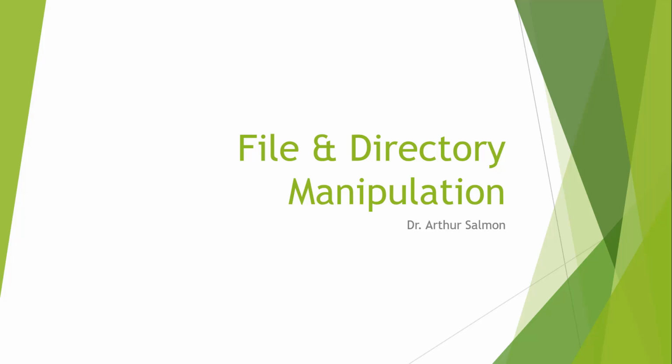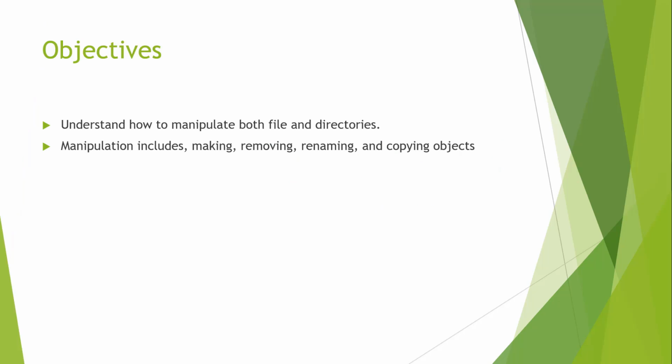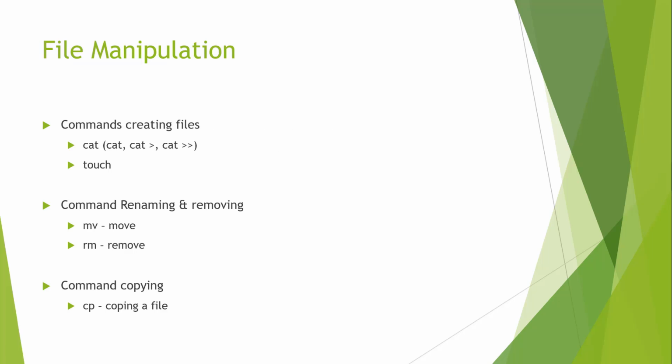Welcome. In this video we are talking file and directory manipulation. So we're going to be focusing on how to manipulate objects, files and directories, how to make, remove, rename, copy different types of objects. So if we're looking at file manipulation, we're going to be using things like cat, touch. We're going to be using commands to rename and remove things like move and remove, and we're also going to be using the copy command.